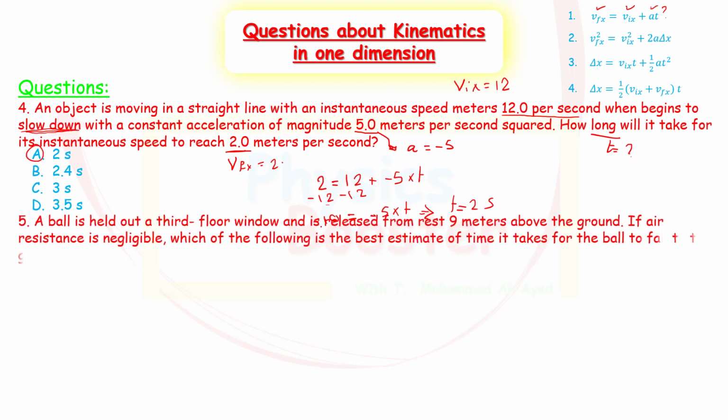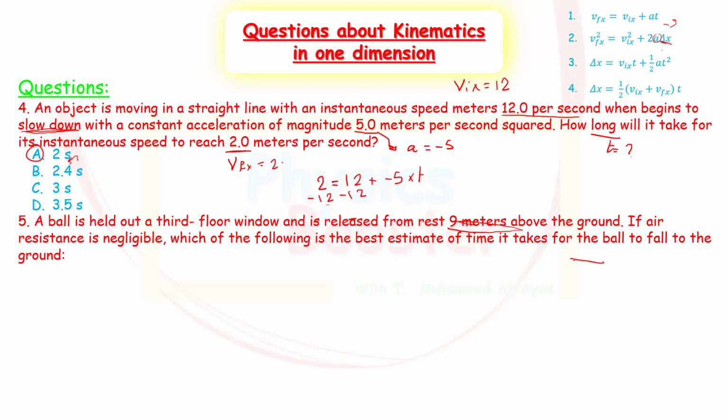Next question. A ball is held out at the 3rd floor window, and it's released from rest 9 meters above the ground, okay? Now, if air resistance is negligible, which of the following is the best estimate of the time it takes for the ball to fall to the ground, okay? Now, this time we are talking about vertical movement. So we will replace Vx with Vy, and we will replace delta x with delta y, and we will replace a with -g, okay? So the equations are the same, but we are replacing a with -g, and every x is being replaced with y, okay?